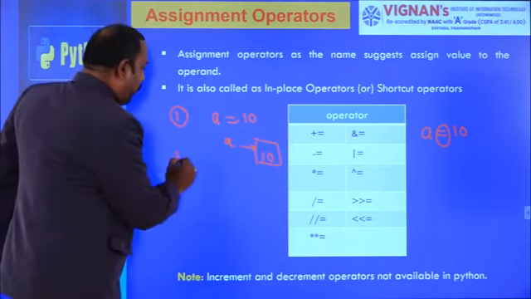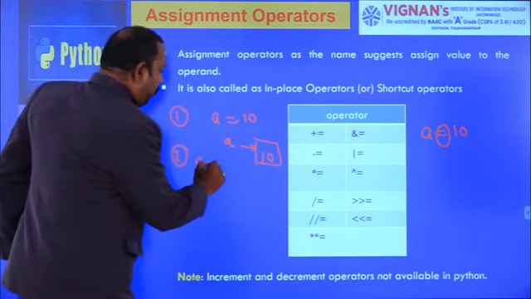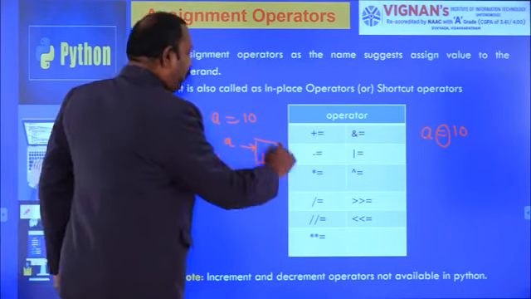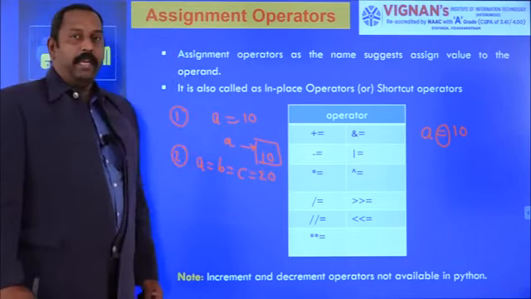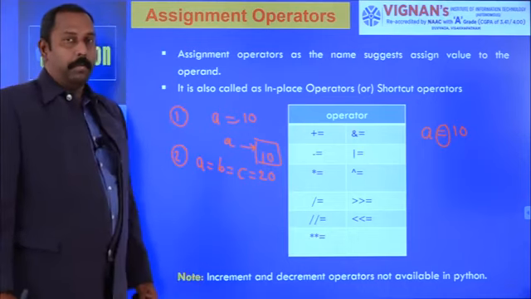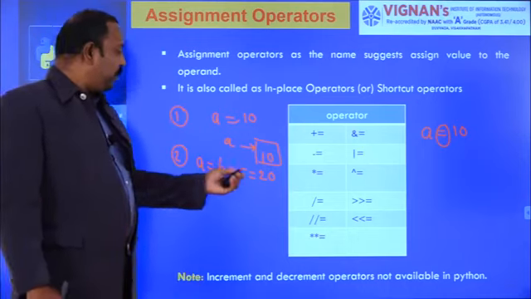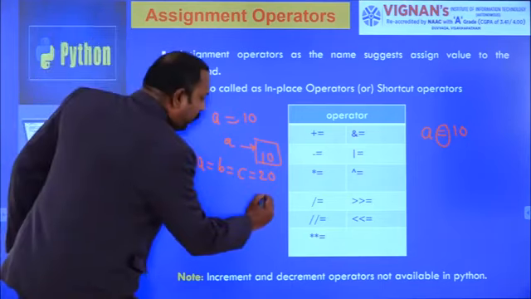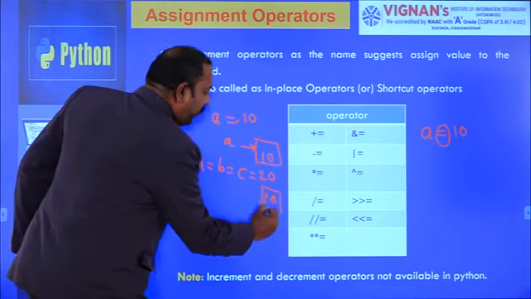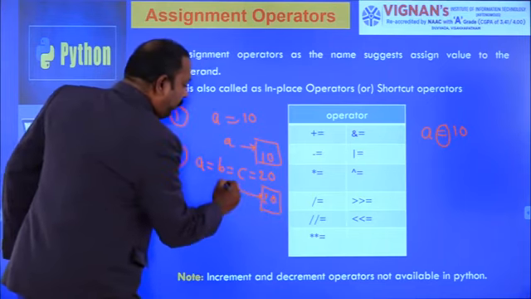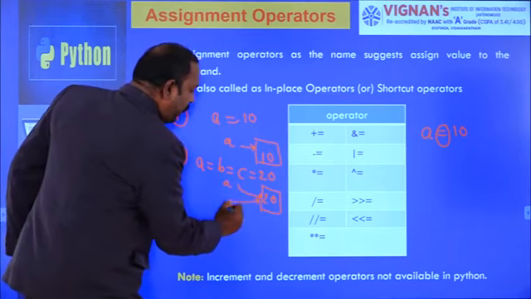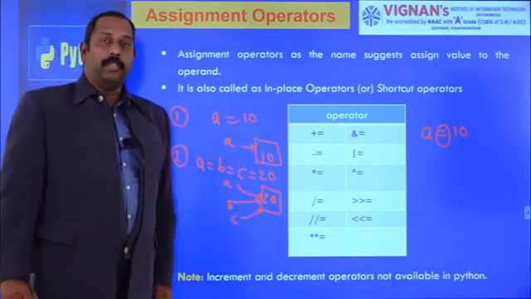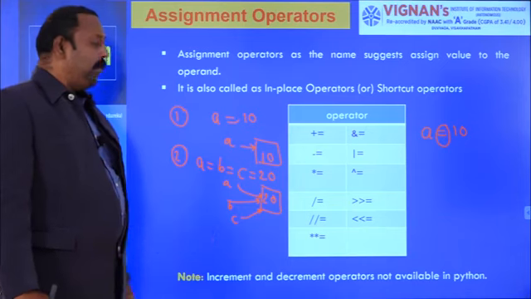And the second method is a equal to b equal to c equal to 20. That means object 20 will be assigned to multiple variables. That means a gets value 20, b gets value 20, c gets value 20. In Python, the 20 location will be created, and a is pointing to 20, b is also pointing to 20, and c is also pointing to 20. This is the second method.